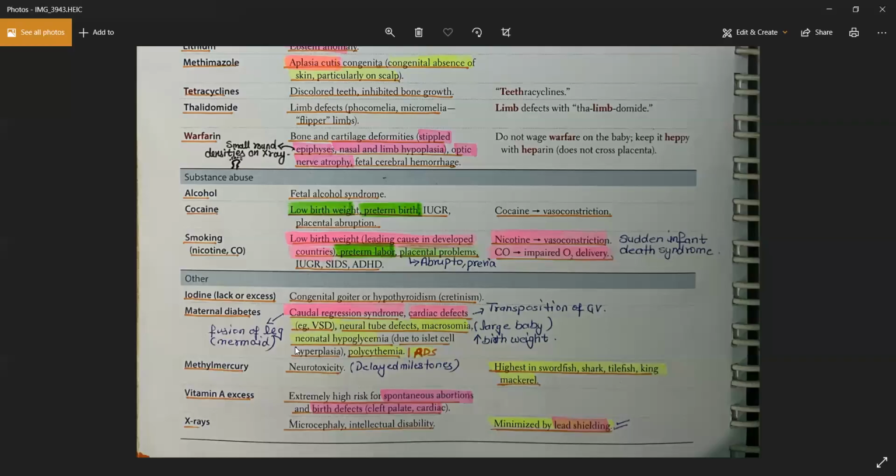The neonatal hypoglycemia happens because whenever you have a high glucose load in the fetal circulation, then hyperplasia of the islet cells in the pancreas happens. When the hyperplasia occurs, the function is to maintain a normal glucose in the fetus, right? So there will be hyperinsulin secretion.